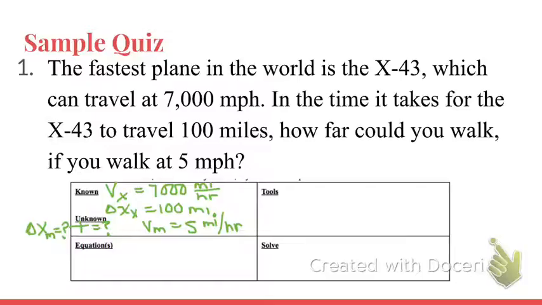And the only equation I know is velocity equals displacement over time. And I have that for the x43. And I have that for me. So they're the same time, but the velocities and the delta x's are different. Are there any questions so far?